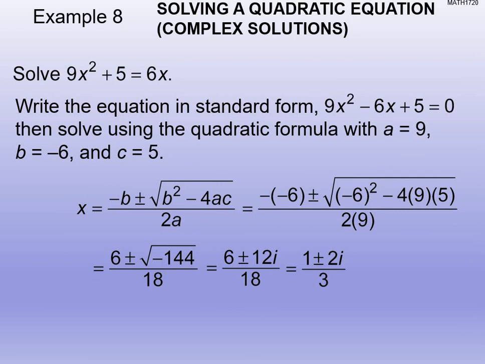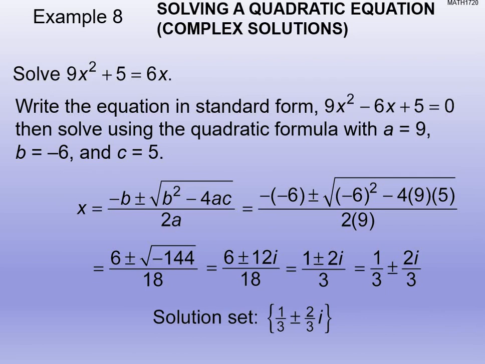Sorry, I'm going to rephrase that because I messed it up. It should be 1/3 plus 2/3 i, or 1/3 minus 2/3 i. So that's how that should come out when we work through that problem. We can write it as a solution set, that's where those funky brackets come in, and you write it in complex form.